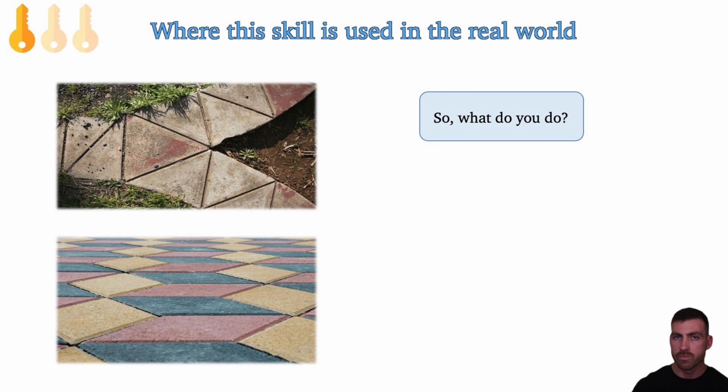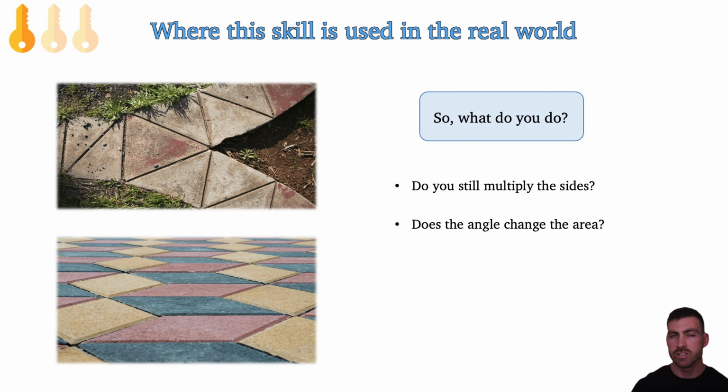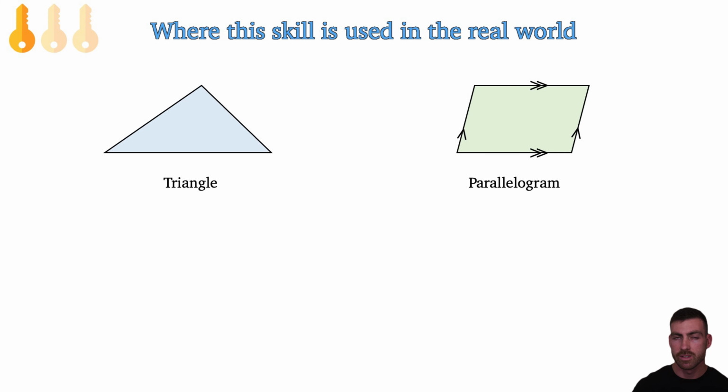So what do we do? Do you still multiply the sides? Does the angle change the area? Or do you need a completely new method? And here's what makes it interesting. These 2 shapes look completely different. One has 3 sides, one is slanted. However, there is something very surprising about these shapes. They're actually connected to something you already know. In the next key, you're going to take these shapes and uncover the connection.